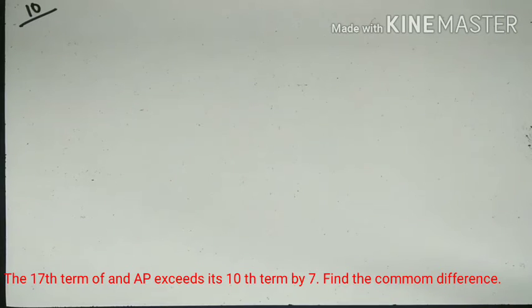Let's do this question. The 17th term of an AP exceeds the 10th term by 7. Find the common difference.